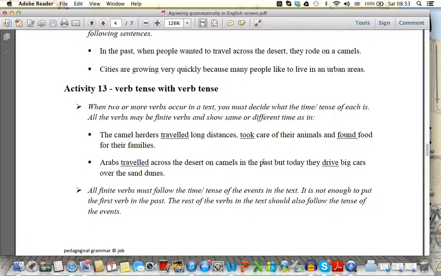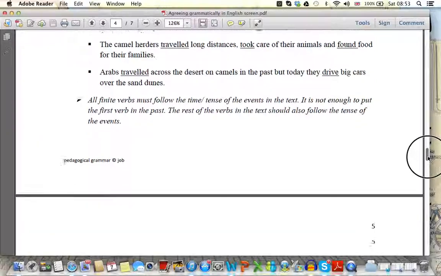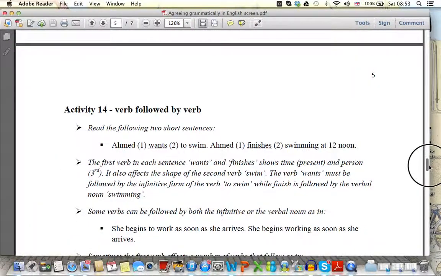However, we also have to be careful to always think about the time we're talking about. So, for example, here, Arabs traveled across the desert on camels in the past, but today they drive big cars. So here we switch to the present tense. So you can't just decide arbitrarily. You have to think to yourself, what time am I talking about?